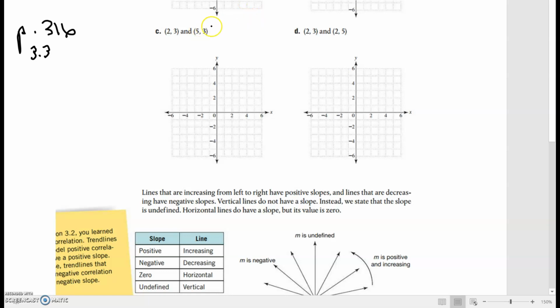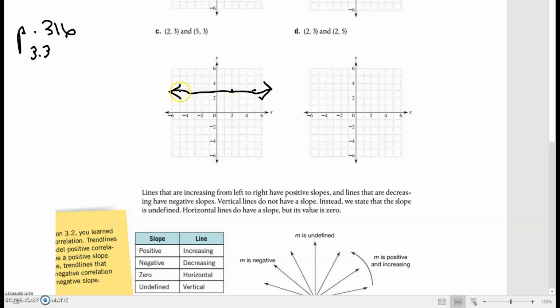Okay, so let's look at this one. These two are going to be special cases. If I start at the origin, go over 2 and up 3 and put a point there, and then I go over 5 and up 3 and put a point here, and I draw the line, notice that it is going to look like that.